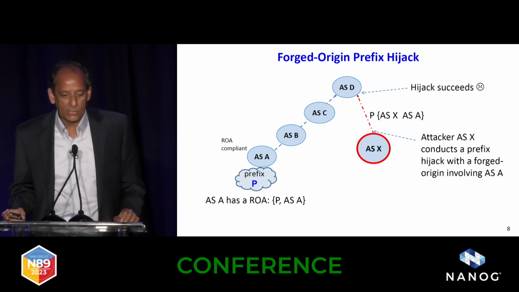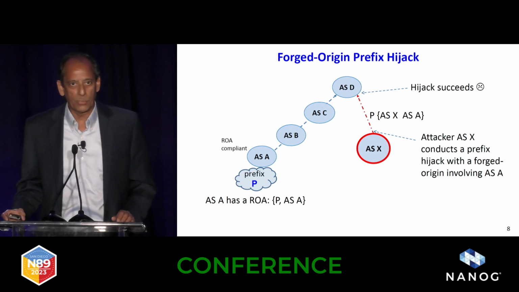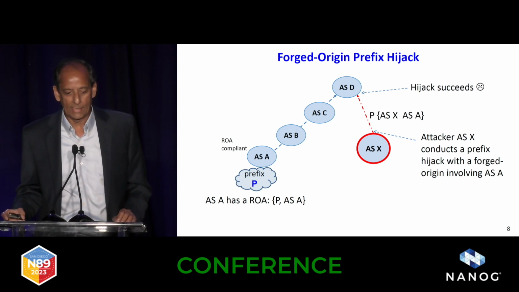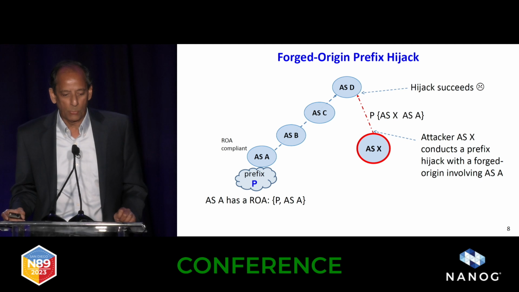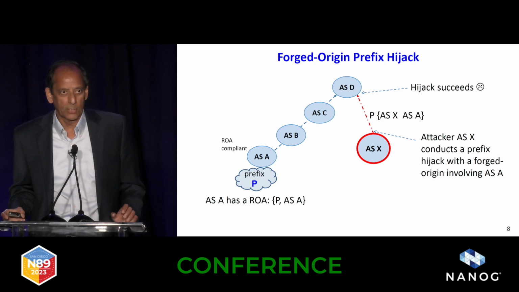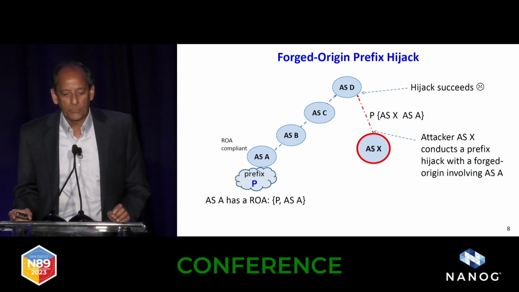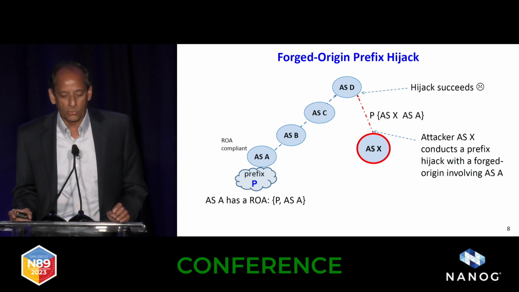When that reaches ASD, it is unable to distinguish. It does the RPKI route origin validation, and it is unable to distinguish between the two routes in terms of ROA validation. They both are valid because of the forged origin. So this is a problem that we call forged origin prefix hijack.